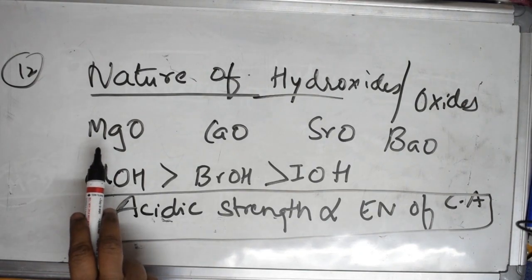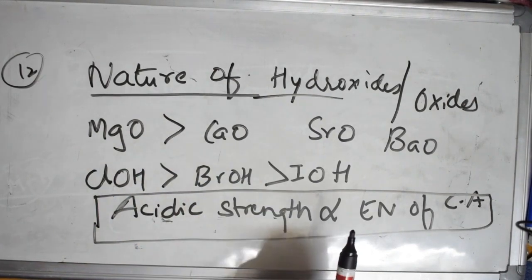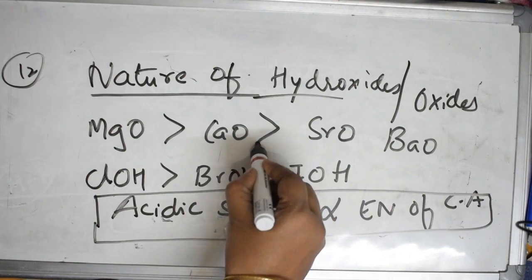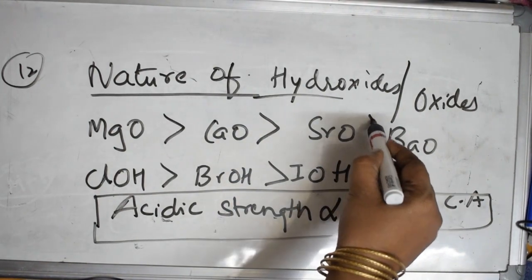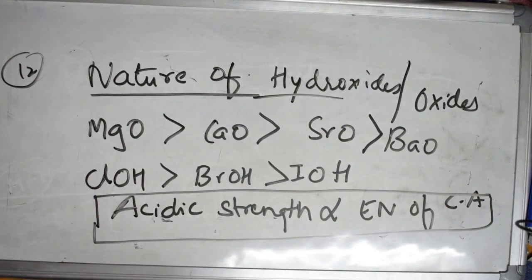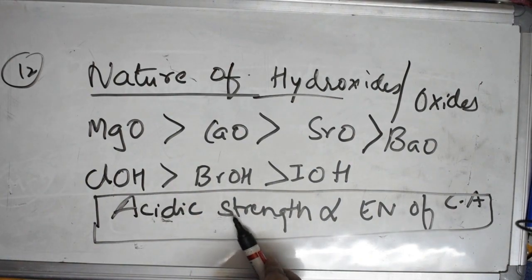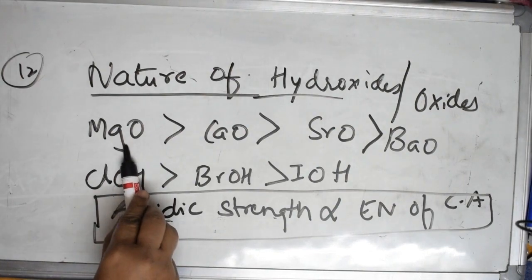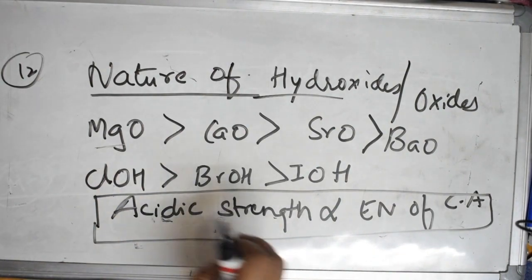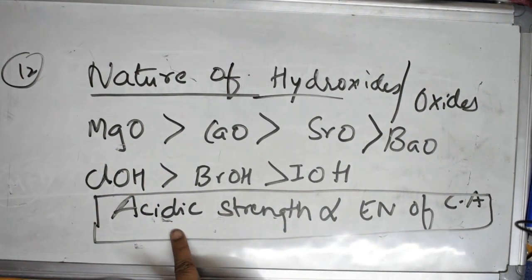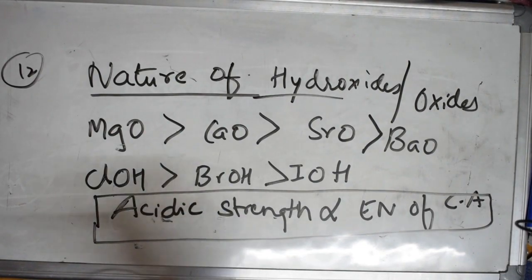If I have to compare this, magnesium oxide will have more acidic strength, calcium oxide will have more acidic strength, strontium oxide will have more acidic strength. So what is the comparison? You need to see whichever has more electronegativity of the central atom. This is the central atom. For that one, the acidic strength will be more.